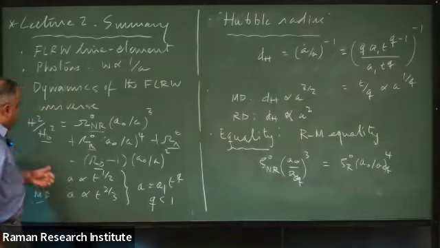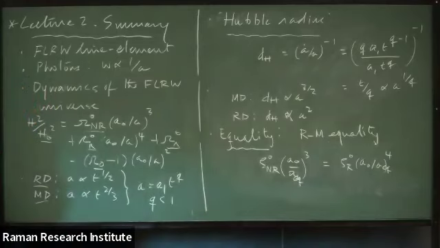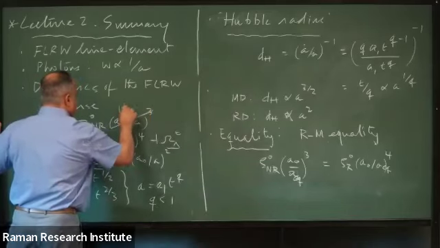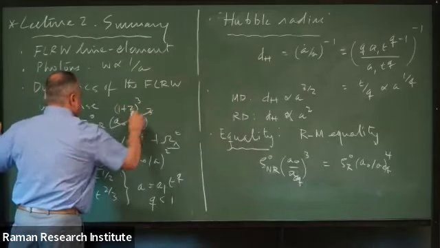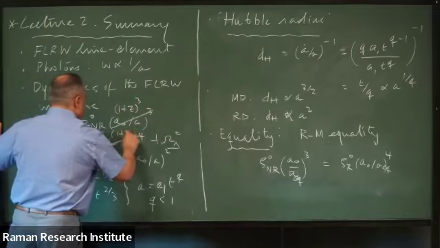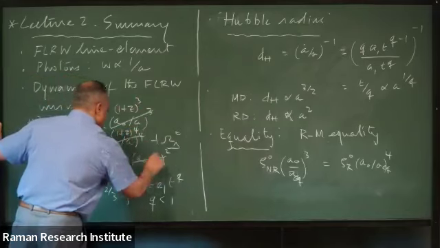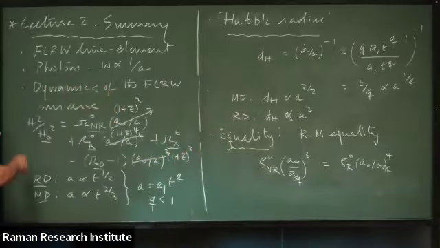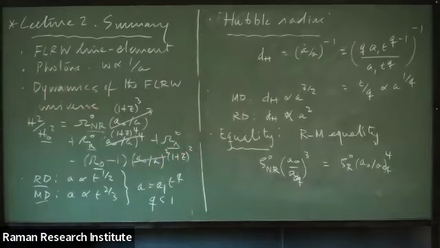And there are times when it is useful to have the Hubble parameter in terms of redshift, and you can immediately do so, right? What is this? This is just (1 plus z) whole cube. This is (1 plus z) whole power 4. And this is (1 plus z) whole square, and so on. So you have H as a function of redshift.